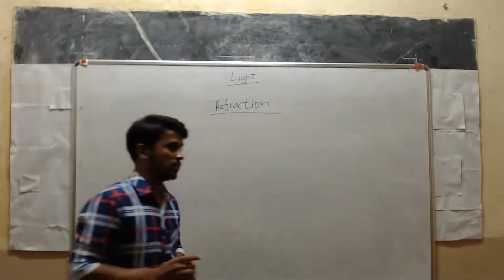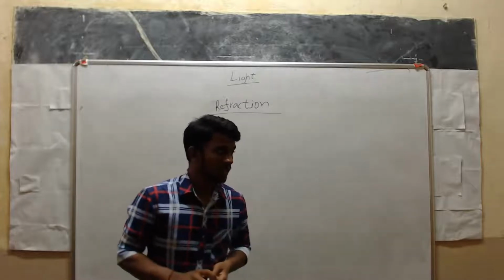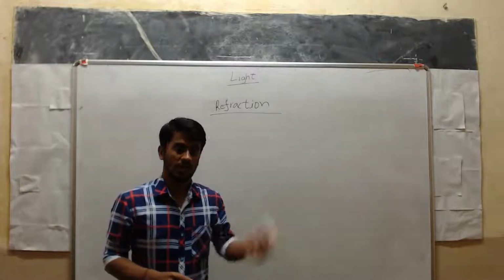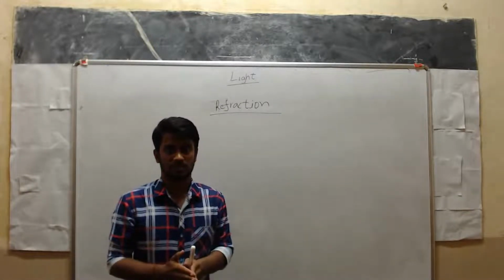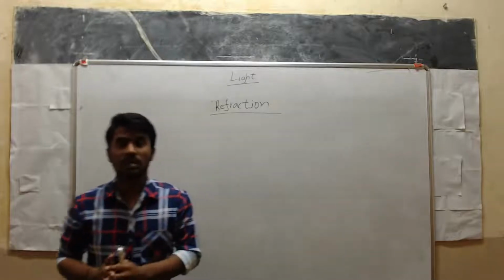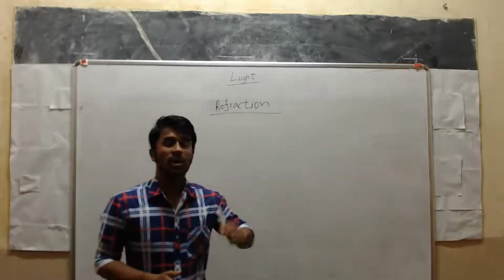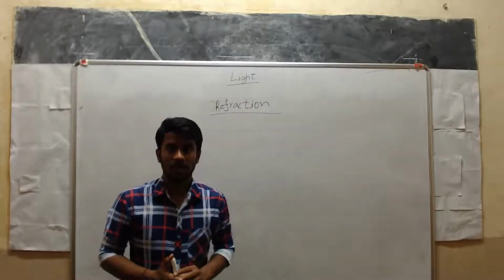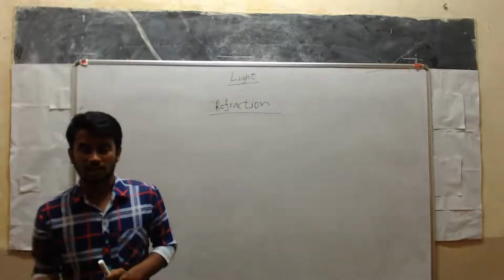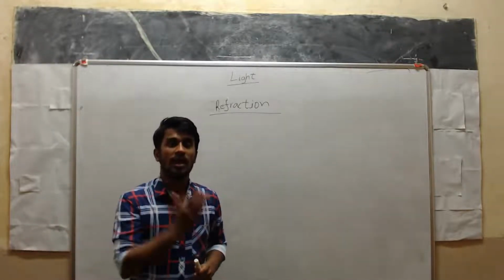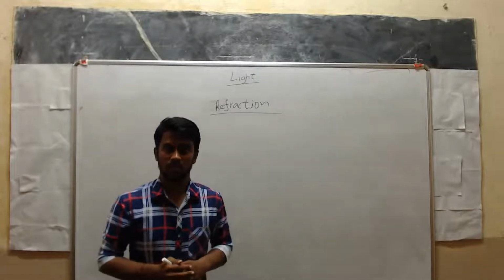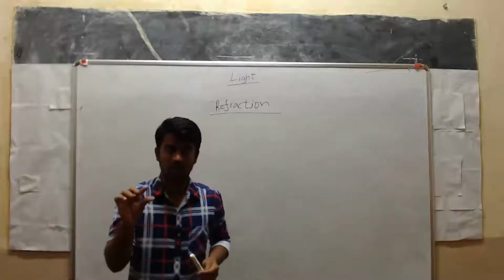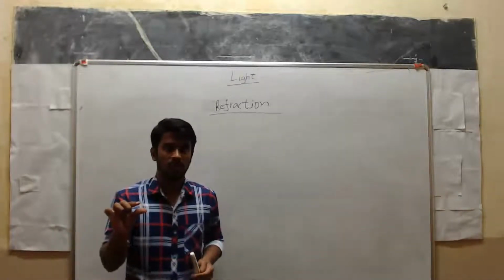Then what is the refraction of light? Refraction of light means the ray of light while traveling from one medium to another medium bends. The bending of light while traveling from one medium to another medium is known as refraction of light. Then see, here I have used medium in the definition of the refraction of light. What is that?